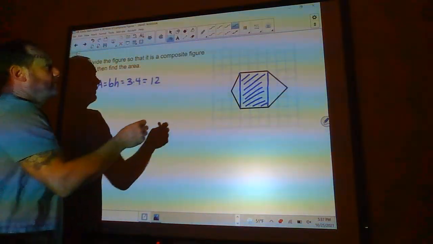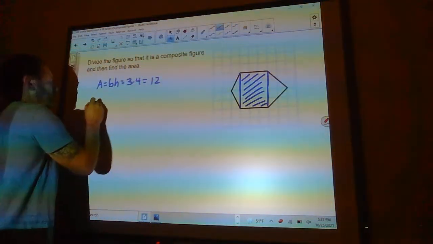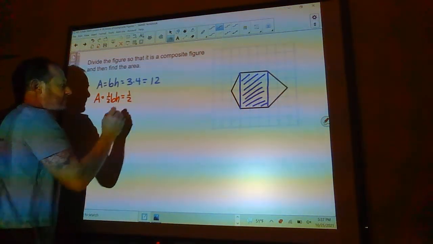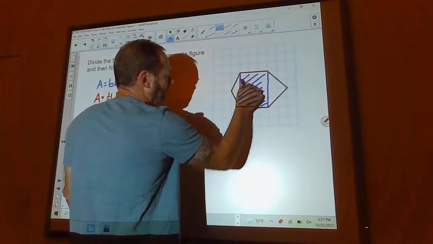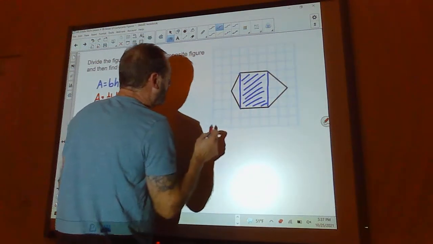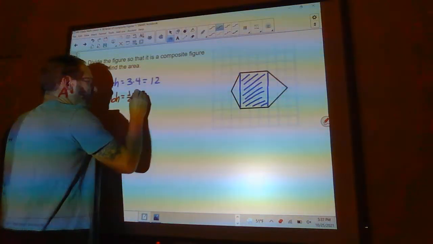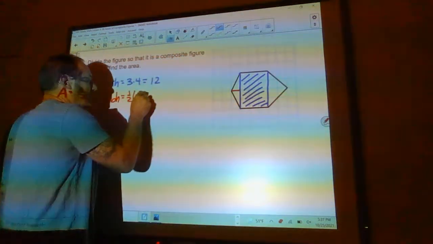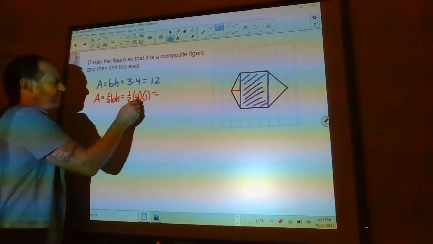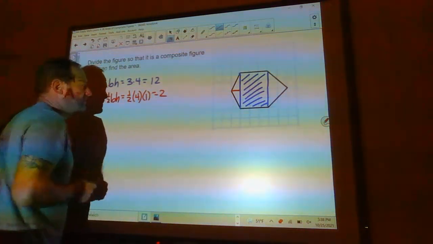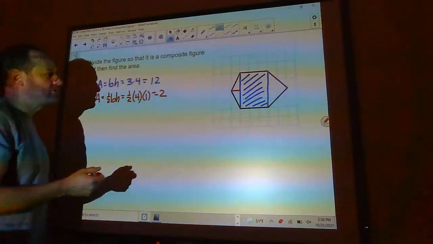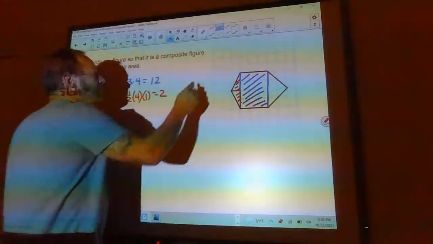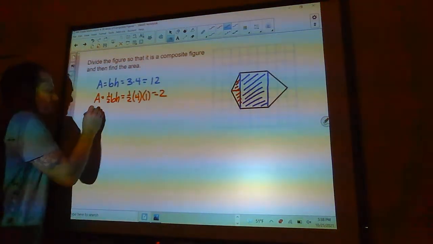Okay, then I've got a triangle. So remember, the triangle is half the base times the height. So the base of this triangle right here is 1, 2, 3, 4. And the height of this triangle would be 1. Okay? So half of 4 is 2. 2 times 1 is 2. So this has an area. The red one here has an area of 2. That's this part. And then the green is also going to be a triangle.